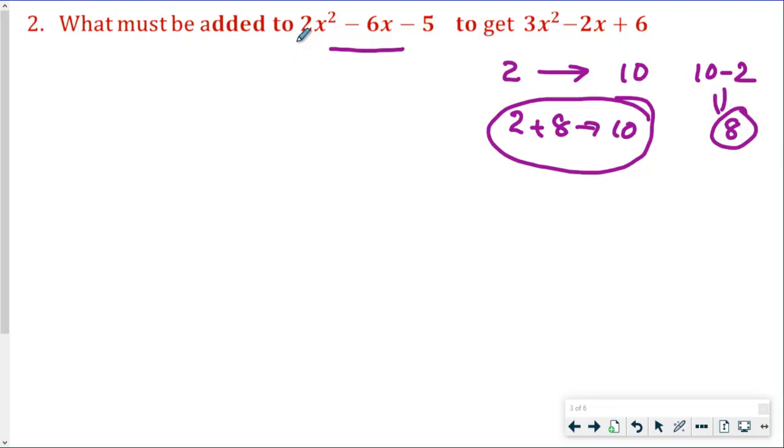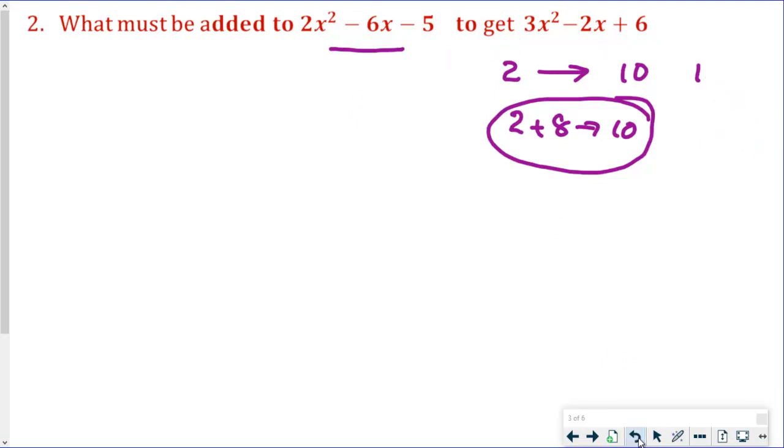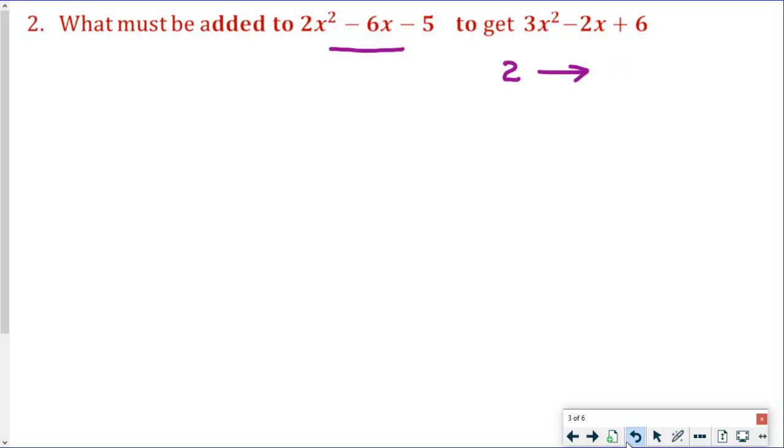Similarly, here you see 2x² − 6x − 5. If you add some polynomial to this polynomial, that will give our answer. So what do we have to do? We have to subtract this polynomial from 3x² − 2x + 6, and that will give our answer. First we have to do the subtraction. From where do we have to subtract? You have to subtract from 3x² − 2x + 6.